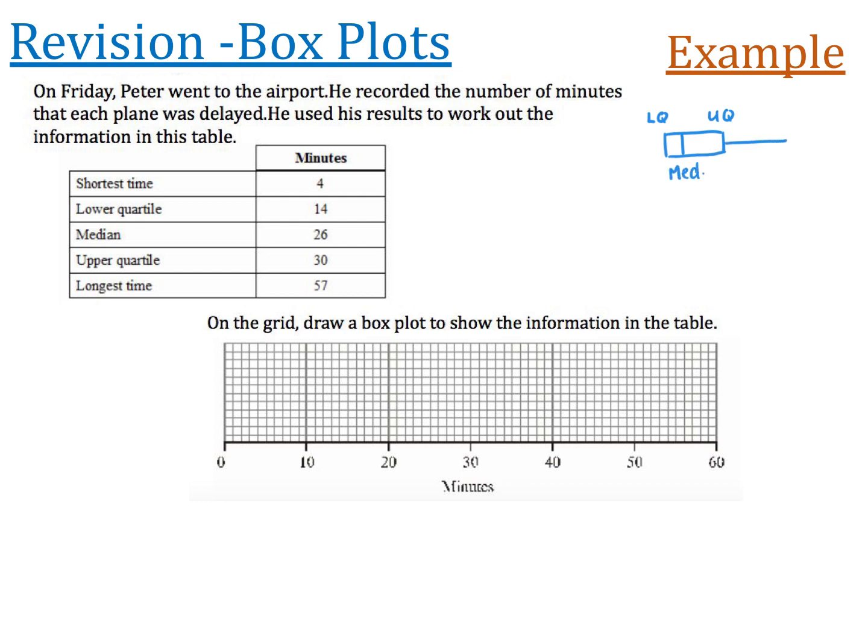And then we have 2 arms on the box plot. They can be different lengths. And then we have on one side the minimum value, and on the other side the maximum value. And all we have to do is draw those 5 lines and join them up.